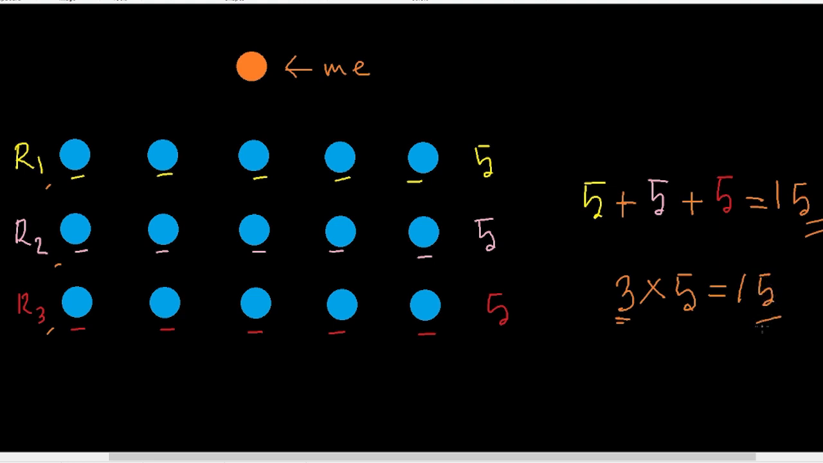So as we can see, both equations give us 15. We have 5 plus 5 plus 5, which is 3 5s, which equals 15. And we also have 3 times 5, the number of rows times the number of students in each row, which is also 3 5s, which also equals 15. So multiplication indeed is repeated addition.